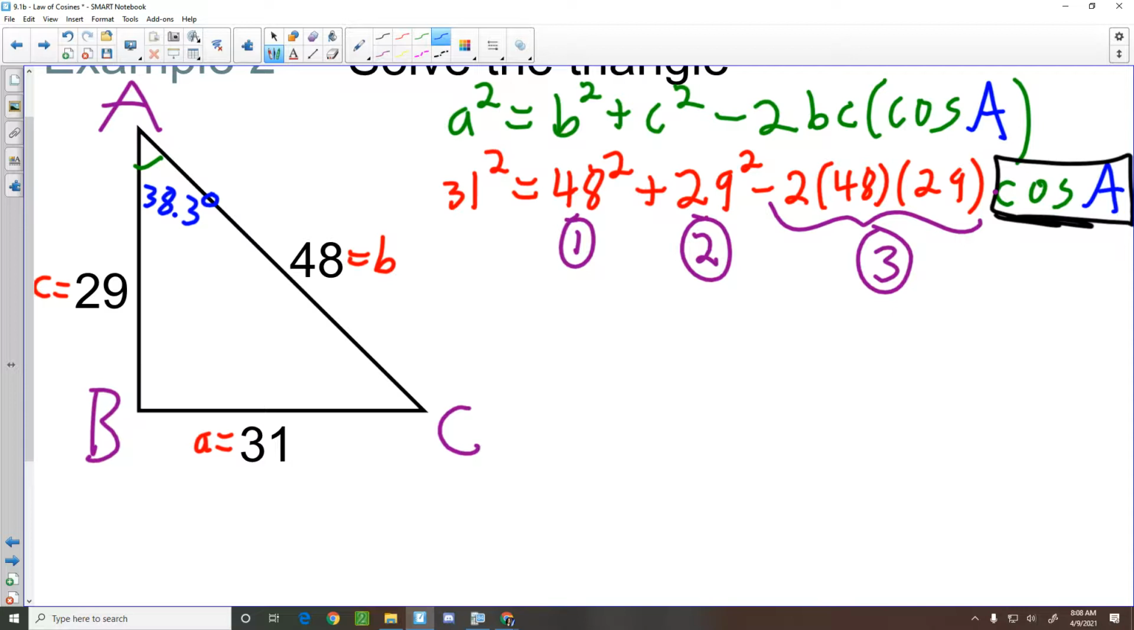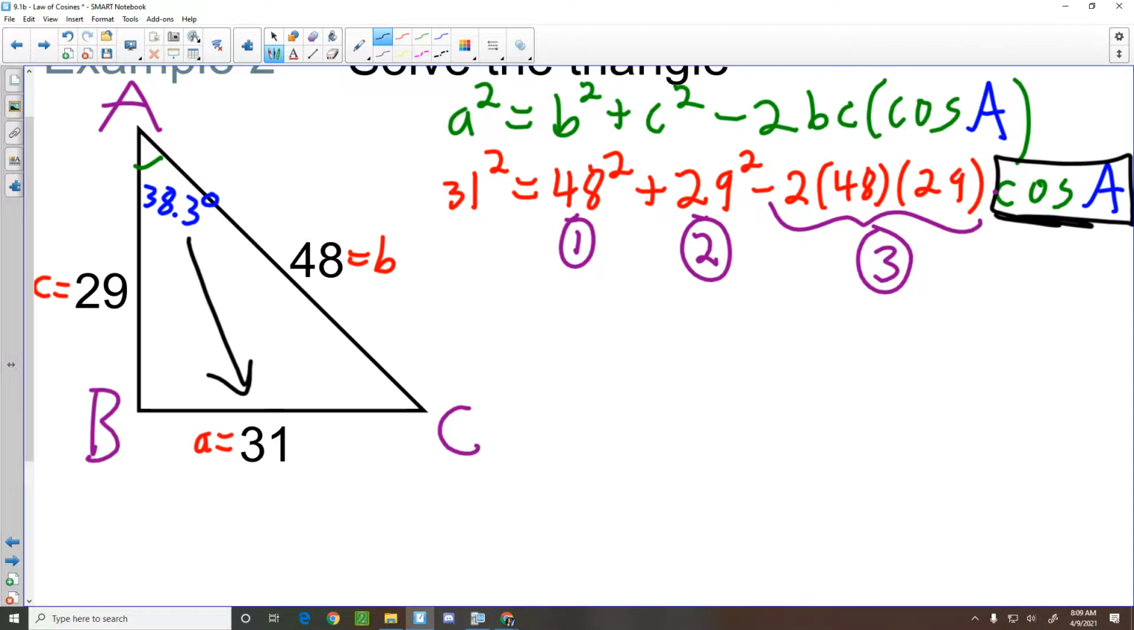We need 2 more. So let's do that whole process 2 more times. Wait a minute. I don't have to use the law of cosines anymore for this problem. Now that I've got one angle, what can we use instead that's a little bit easier? Yes. Excellent. I now have an angle. And check it out. I've got the side across from the angle. We can use the law of sines now for this next one. That's a lot easier. Right?